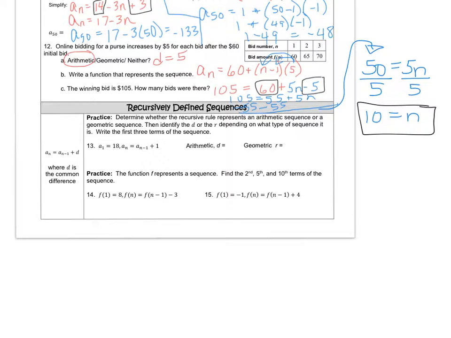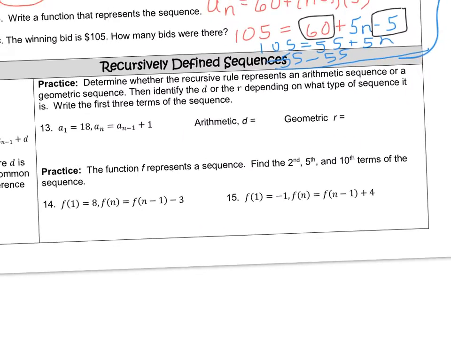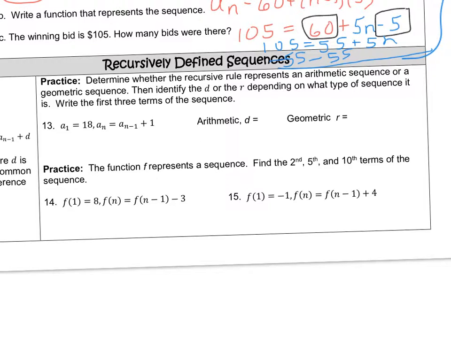All right, so just like we had in geometric sequences, in arithmetic we also have recursively defined sequences, which is just the formula to find the very next term. So looking at number 13 and number 14, if we look at number 13, it's given us a formula right here that says a sub n minus 1, so our previous term, plus 1. So right there it's telling us we're adding 1 to our previous term. So we know right away it's arithmetic and we're adding 1 to our previous term. It's not geometric.